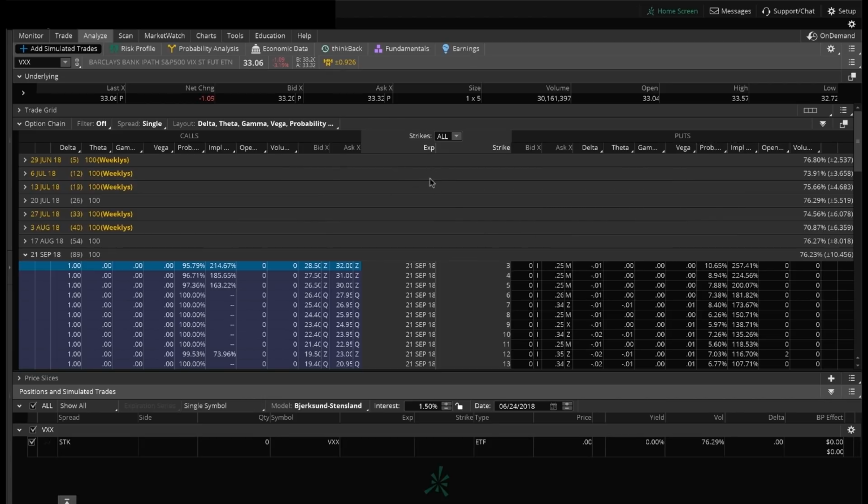15 contracts is 1,500 shares controlled, so it's the same as the person just shorting the VXX outright. And since we also want to short the VXX, we'll be buying put options. Those are over here. If, for example, we wanted to go long the VXX, which is a long volatility position, we'd buy call options. But today we expect the VXX to go down, so we're buying put options.